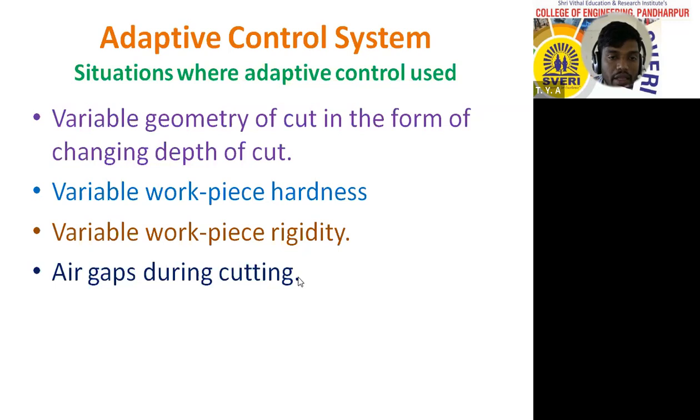Then air gaps during the cutting. If any of these following reasons should be counted, then you can use this adaptive control system for your DNC system.